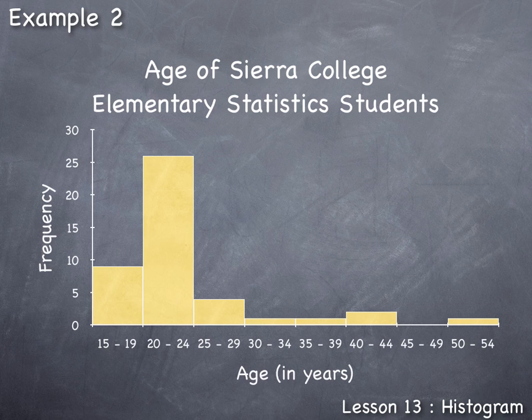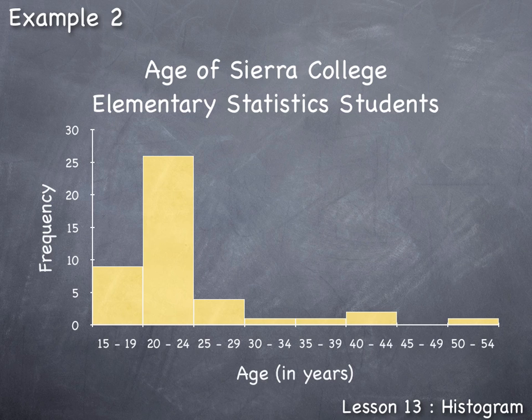So here is our completed histogram for the age of Sierra College elementary statistics student data in our survey. Now we're ready to describe the results. Since the age data is quantitative data at the ratio level, age data follows an order. So we can use our special terms to describe the overall pattern in the data, as opposed to just describing each section along with a corresponding statistic.